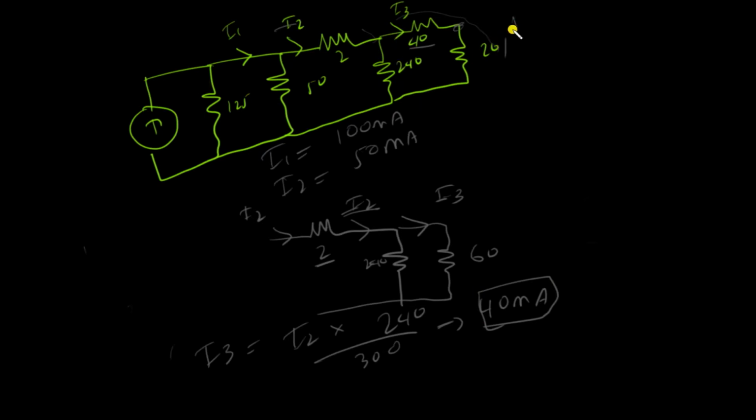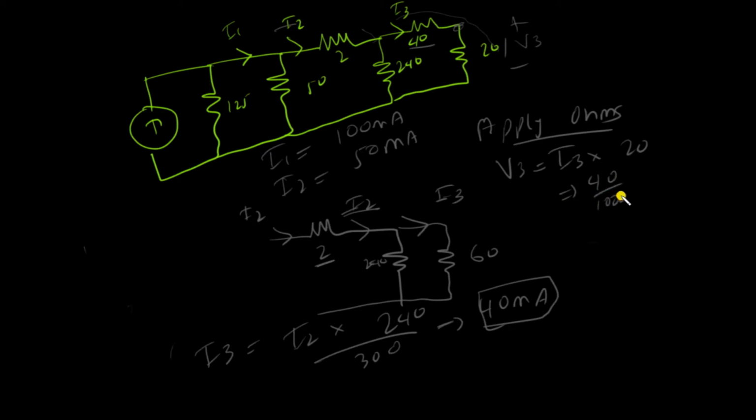I have I3, and the last step is to calculate V3 with the positive terminal on the upper side, and I can just apply Ohm's law now, because I3 is the current going into the 20 ohm resistor. I can apply Ohm's law to find V3 to be I3 times 20, which is 40 divided by 1000, because it's milliamps, times 20, and the answer comes out to be 0.8 volts. So now we have found I1, I2, I3, and V3 too.